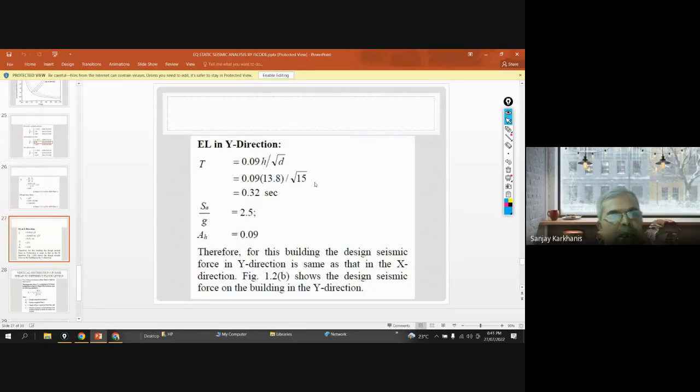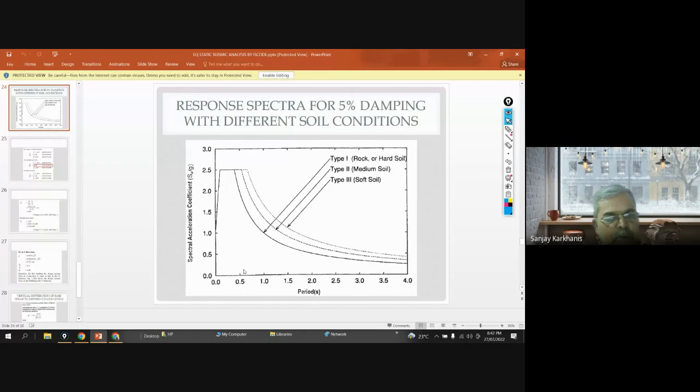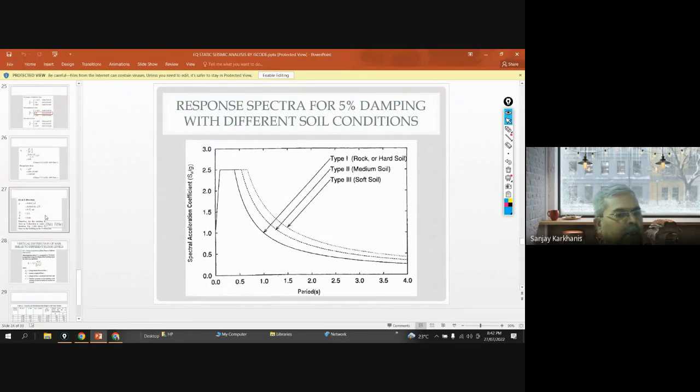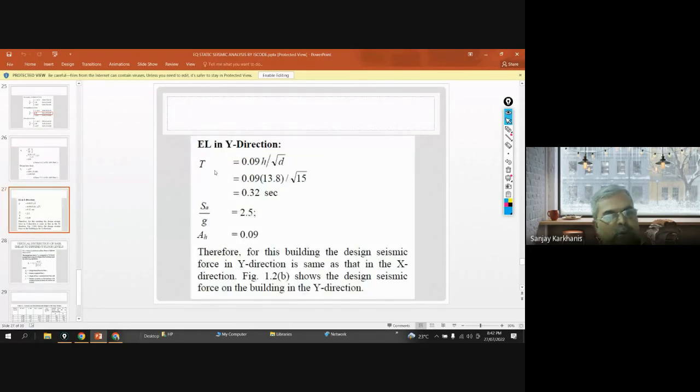Okay, this is in y direction. Now again 0.32, but even in 0.32, if you see this, you will see that up to 0.5, you are having same. So you are getting same thing in y direction also, right? So AH is coming out to be same in x and y direction. But if you go for some another example, it may differ. Here it is coming out same, right?